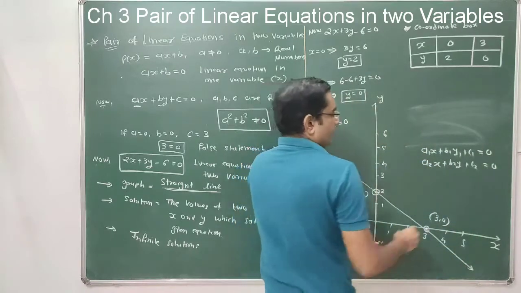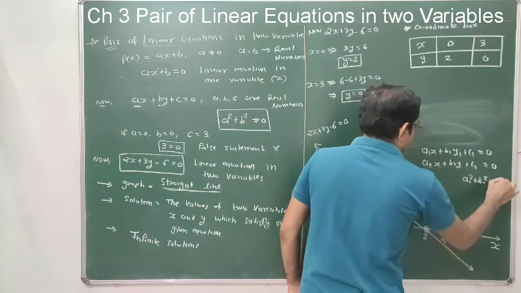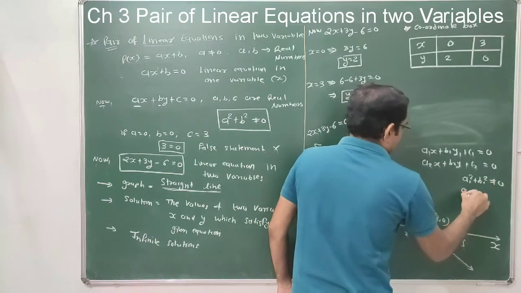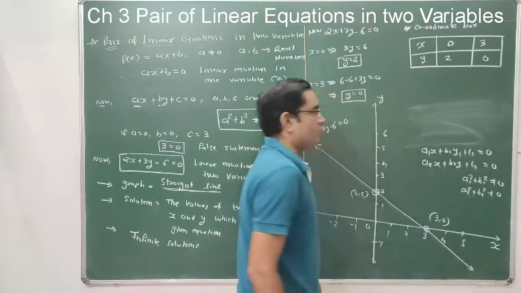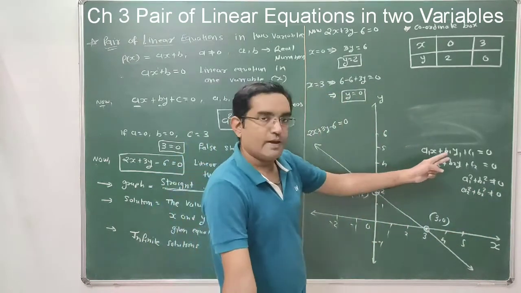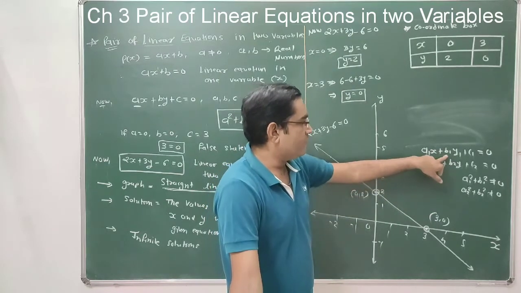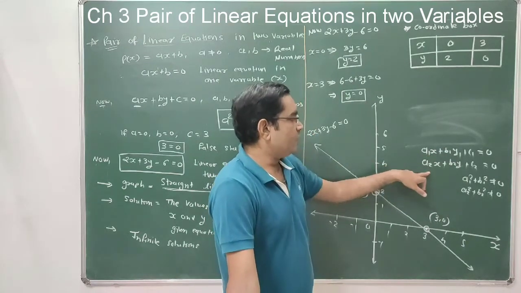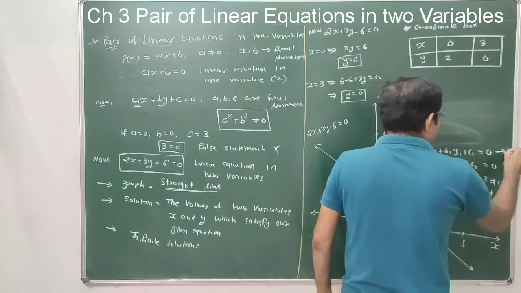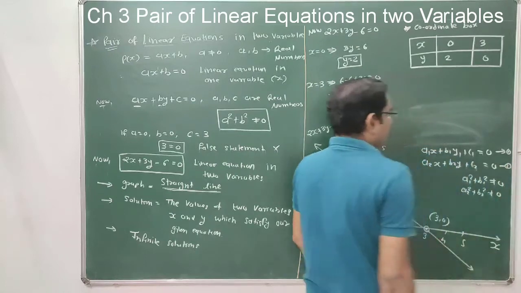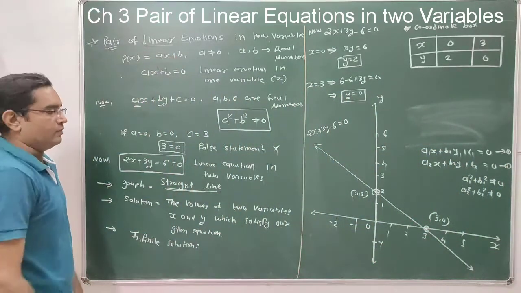The values of the coefficients must not be equal to 0 simultaneously. So the condition for the first equation is a1 square plus b1 square is not equal to 0, and the condition for the second equation is a2 square plus b2 square is not equal to 0. These coefficients of x and y must not be 0 simultaneously. So a1 square plus b1 square is not equal to 0, and a2 square plus b2 square is not equal to 0. So this is again considered as a pair of linear equations in two variables.